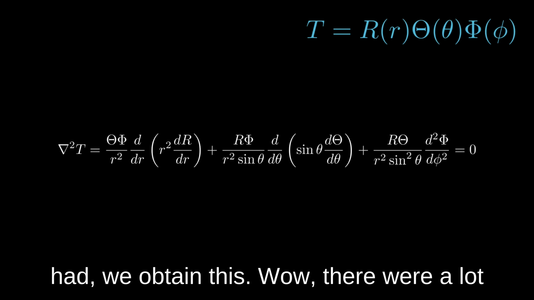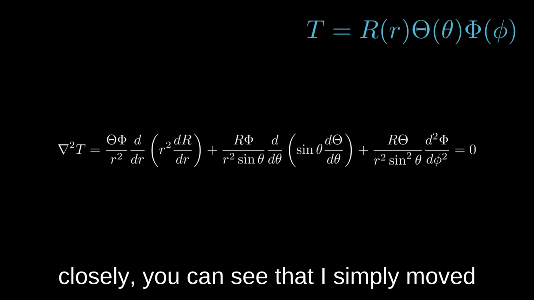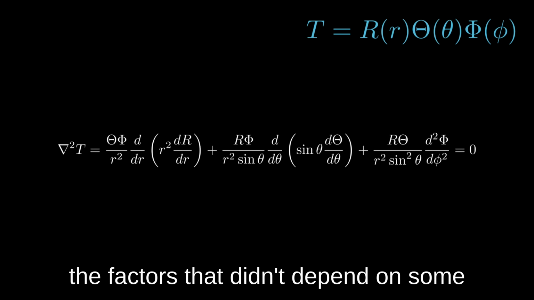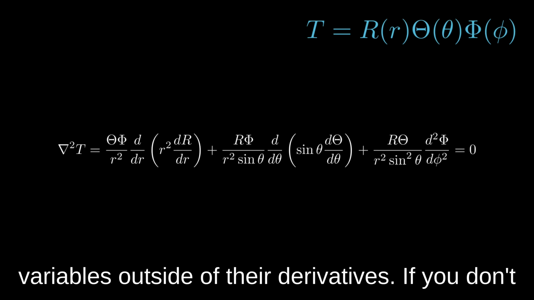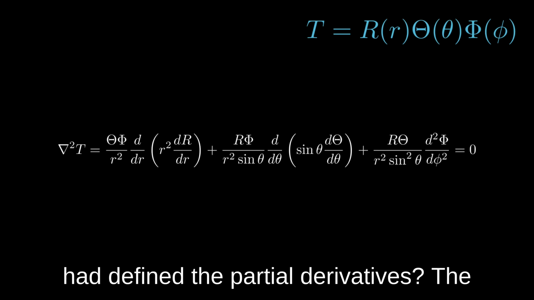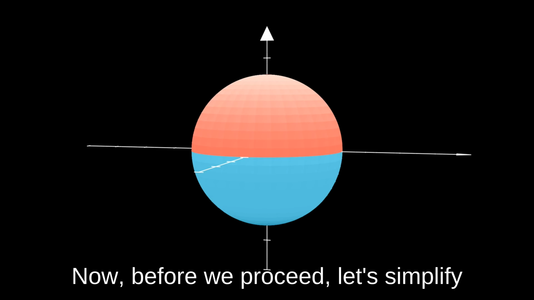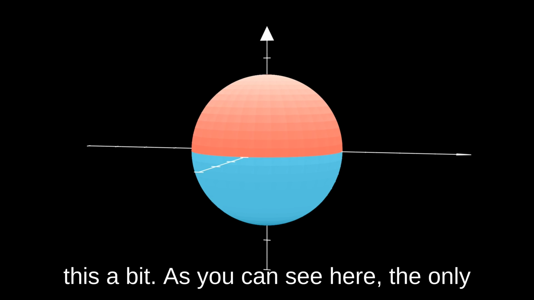Whoa, there were a lot of changes. Don't fret. If you look closely, you can see that I simply moved the factors that didn't depend on some variables outside of their derivatives. If you don't quite understand this, remember how we had defined the partial derivatives. The other components are constants, so we can take them out. Now, before we proceed, let's simplify this a bit.